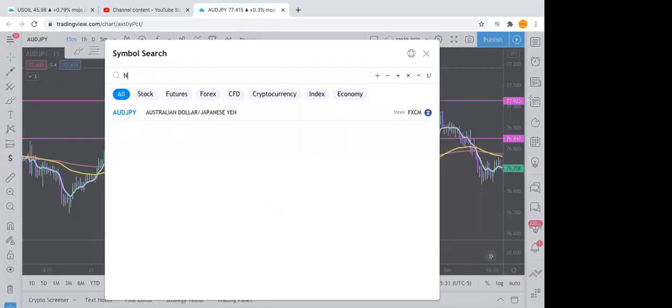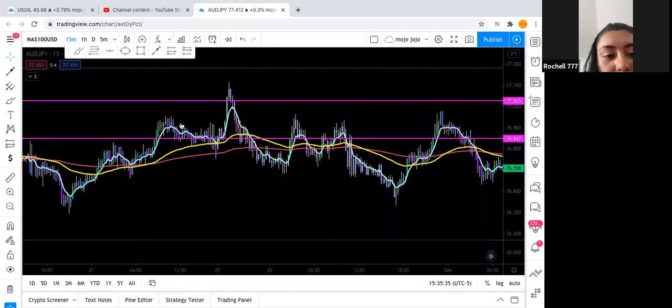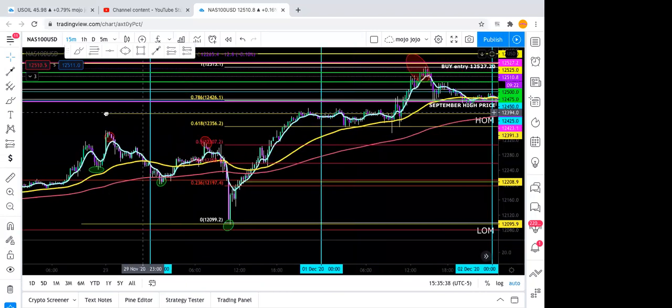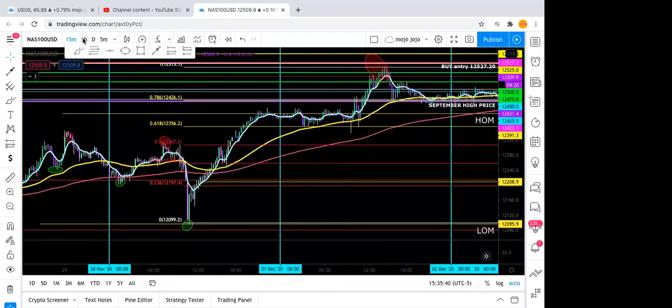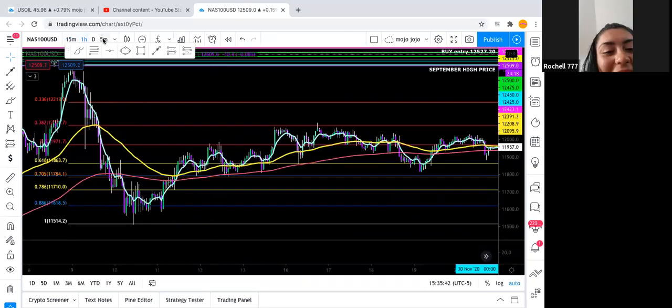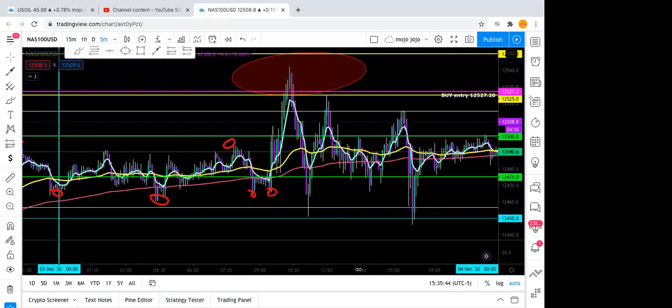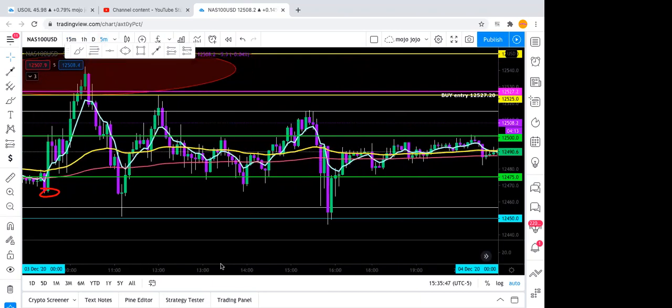Let's go look at NAS 100. What's the strategy called again? I don't think it has a name. Yeah, that's what I'm trying to figure out. I was like, I don't know. Maybe you could just call it the 3 EMAs. I don't know.